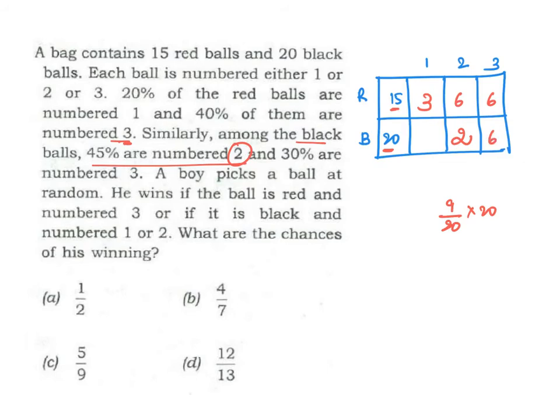So remaining, these 9 balls are numbered 2. I'm sorry, I have written 2 here. So that is actually 9 balls. So 9 plus 6 is 15. Remaining 5 balls are numbered 1.